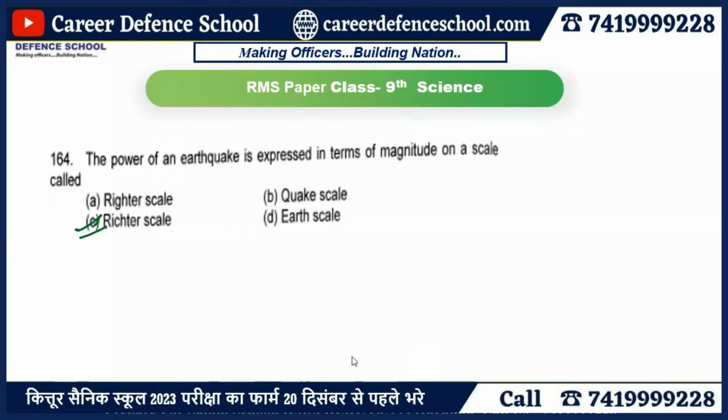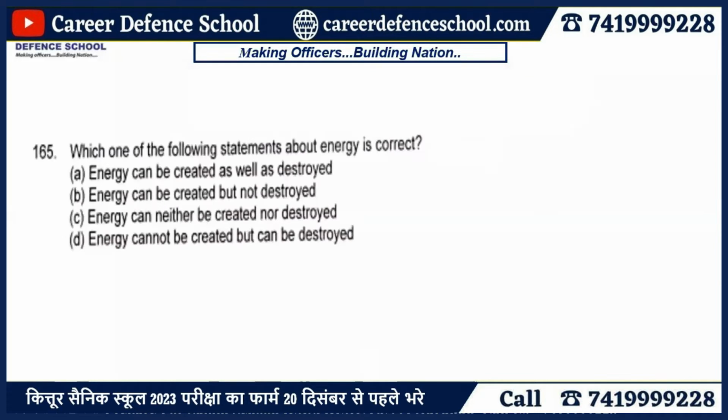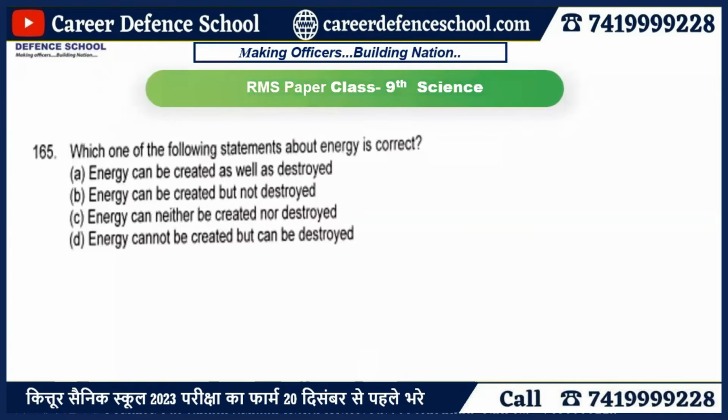ठीक है, दैट इज रिलेटेड टू which of the following statement about the energy is correct? Energy can be created as well as destroyed. Wrong. Energy can be created but not destroyed. Wrong. Energy can neither be created nor be destroyed. It is this rule of science. It is a rule of life. ठीक है, we can say that कि आत्मा कभी नहीं मरती. ठीक है, ये सिर्फ लाइफ में अपनी बॉडीज चेंज करती है, उसी तरीके से एनर्जी कैन नीदर बी क्रिएटेड नॉर बी destroyed. So option C for this question is the correct one.